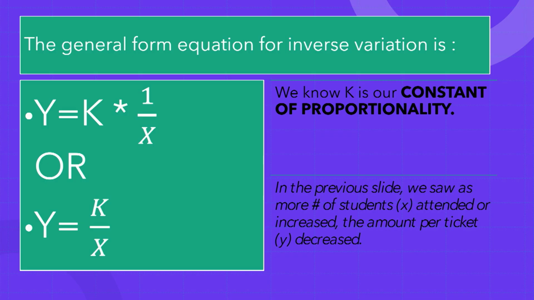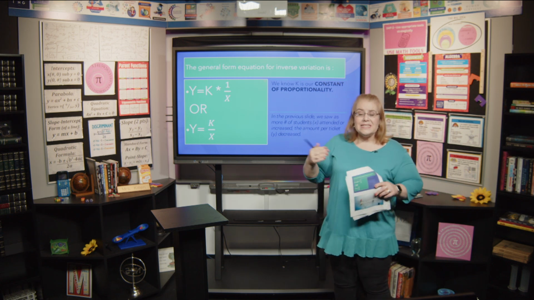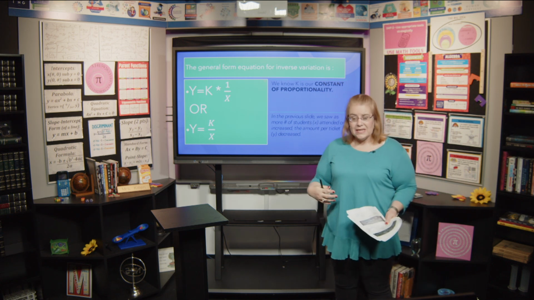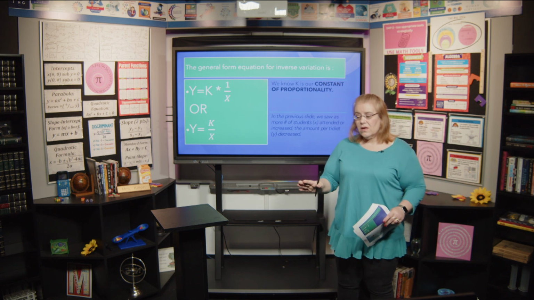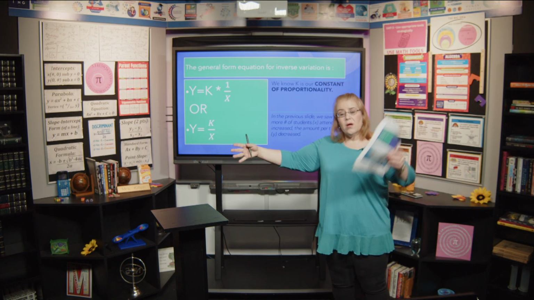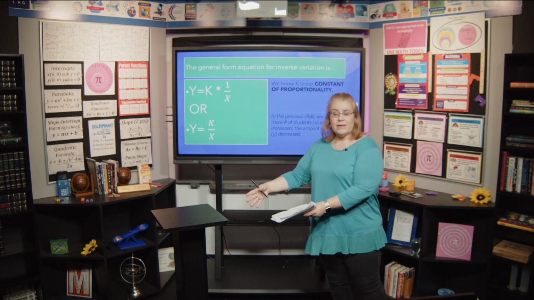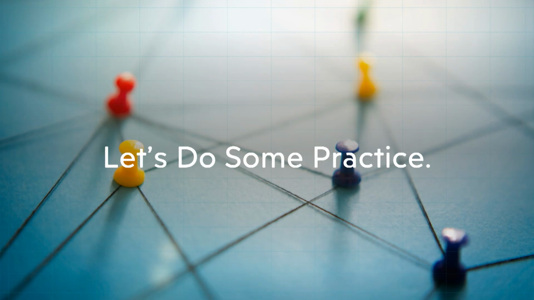We know k is our constant of proportionality. In the previous slides, we saw as more students attended the opening, the less the tickets were for each person that was attending. So as my x got larger, my y amount came down. All right, so let's do some practice on these. Let's see what we have learned so far.